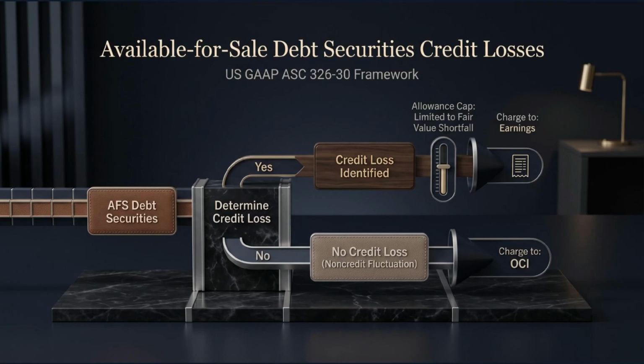We are continuing ASC 326, and this video focuses on available for sale debt securities. This is an important shift from the CECL model in ASC 326-20. Available for sale debt securities follow ASC 326-30, which has its own credit loss model, its own allowance cap, and its own split between earnings and OCI. Today, our job is to keep those roots separate and clean.